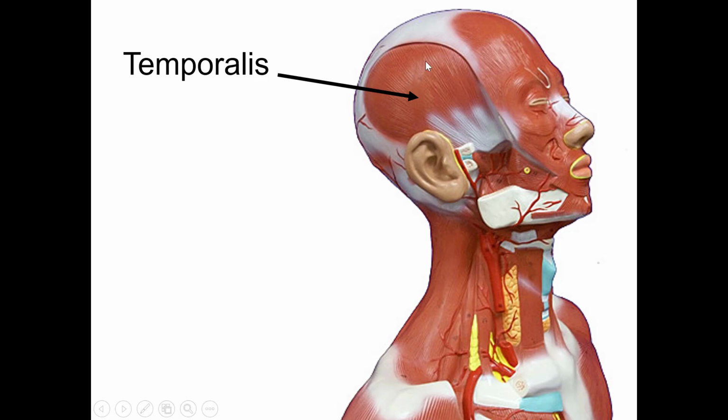The temporalis is named for its location. It covers the temporal bone. This is another muscle that's involved in jaw closure and involved in chewing. If you place your fingers just slightly above and in front of your ear and clench your jaw, you should be able to feel the temporalis bulge.